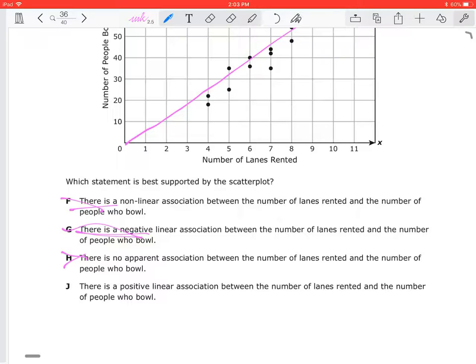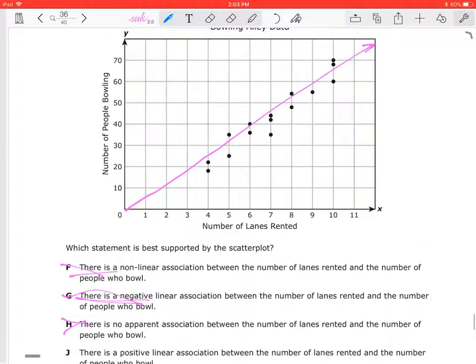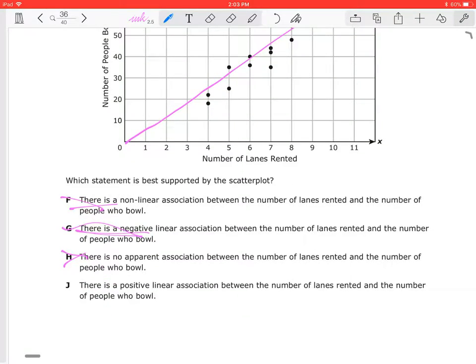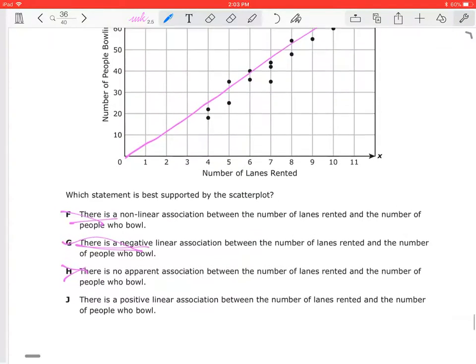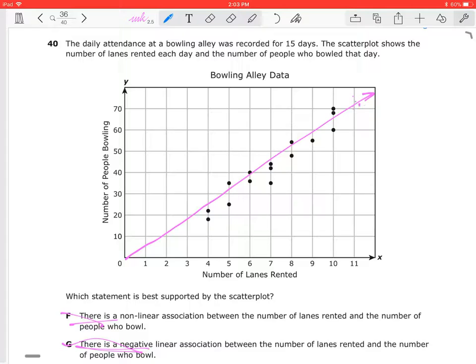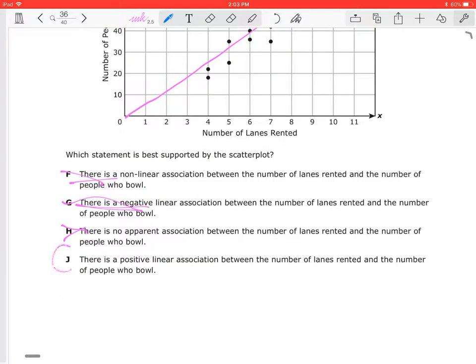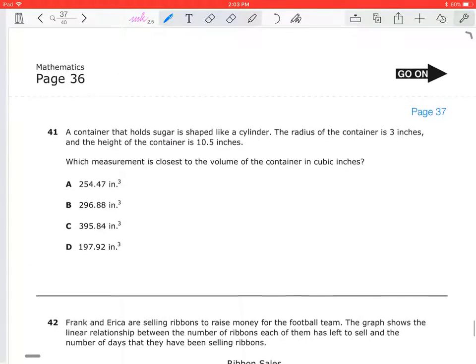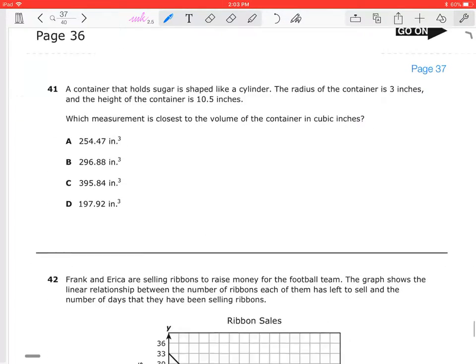There's a positive linear association between the number of lanes rented and the number of people who bowl. Yeah, it's positive, and it's somewhat of a straight line. It'd probably look something like this, going on and increasing. So J is our answer choice.